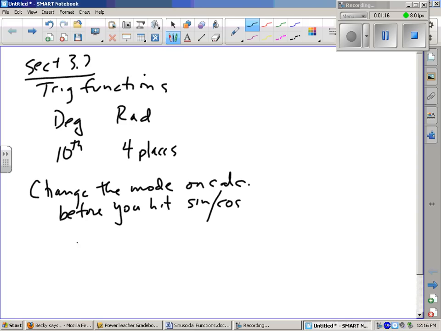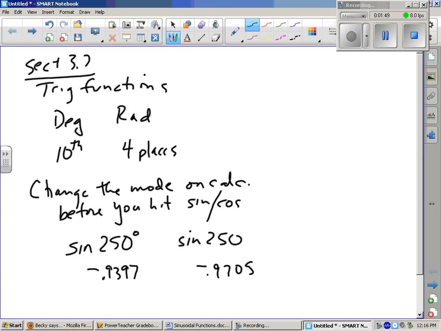So let's try this. What's the difference between the sine of 250 degrees and the sine of 250? The first one is in degrees. Try it on your calculator right now. It should be in degree mode already. It should be negative 0.9397. But if you are in the radian mode and you take 250 and hit your sine button, you get negative 0.9705. So it's a different answer.